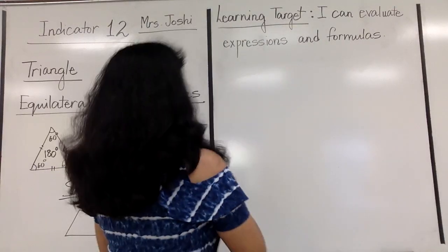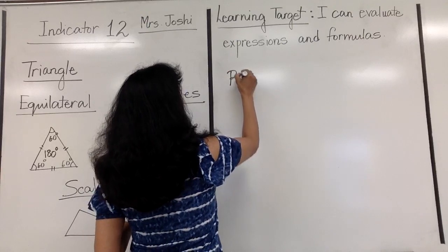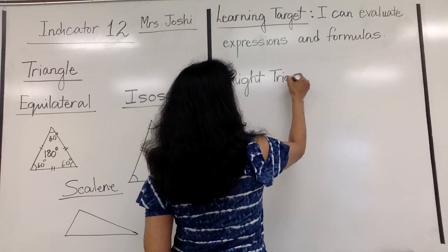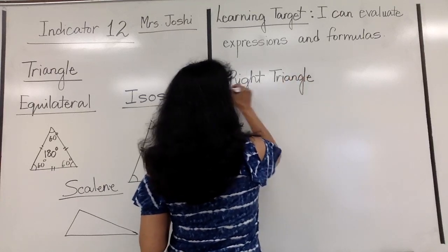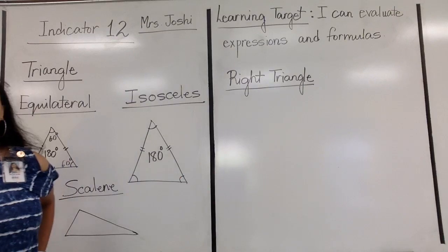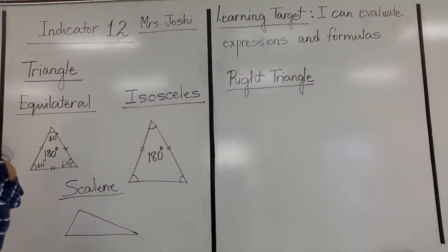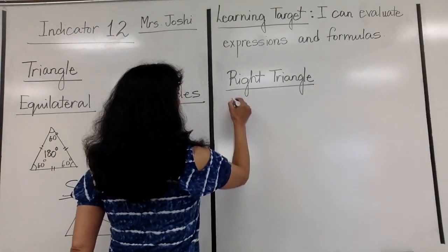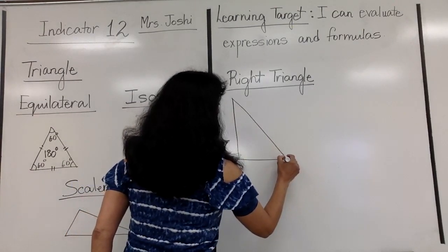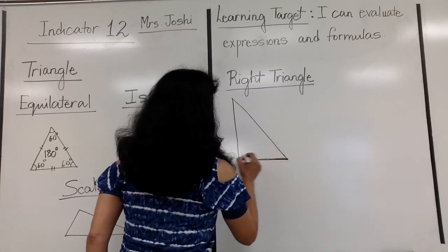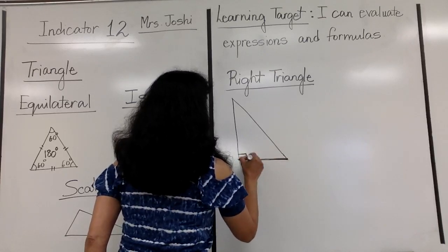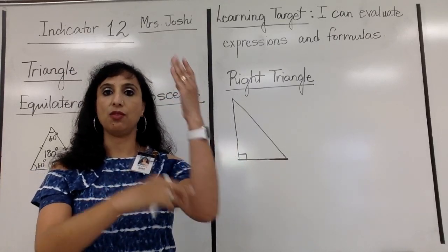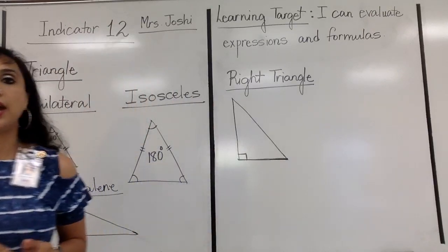Okay, the next thing we're going to talk about is a right triangle. Okay, and in a right triangle, one of the angles will be 90 degrees. So here we go. 90 degrees is always shown like this. It's 90 degrees over here. So one of the angles is 90 degrees.